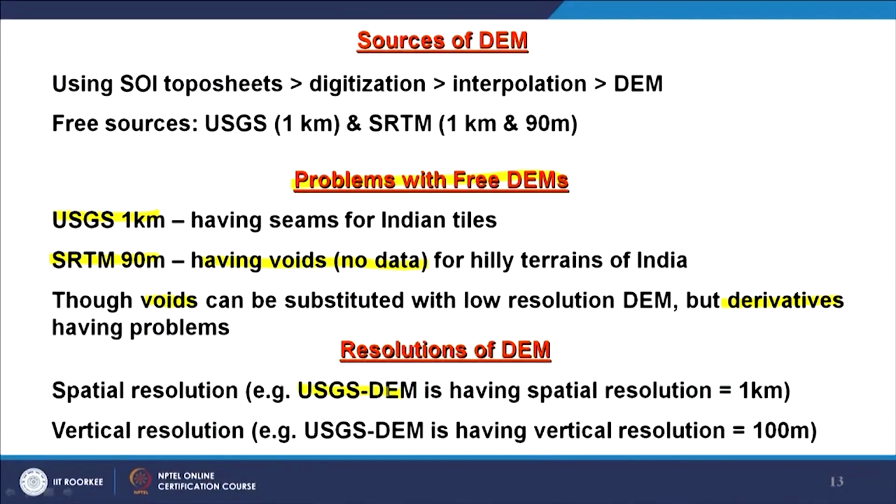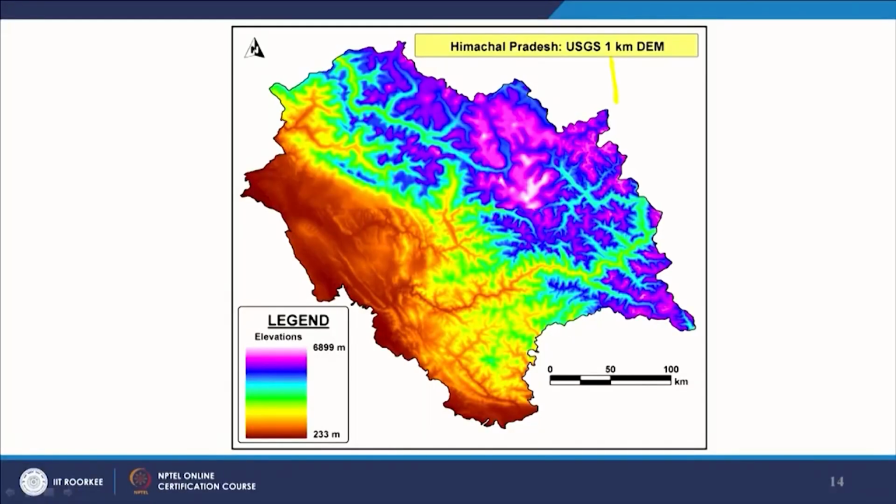And the resolutions part we have already discussed. For example, the USGS DEM has a spatial resolution of 1 kilometer, whereas the vertical resolution was 100 meter. But nowadays the SRTM DEM or Cartosat DEM have much higher spatial resolution, vertically as well as spatially. I am again bringing this example with a different discussion here.